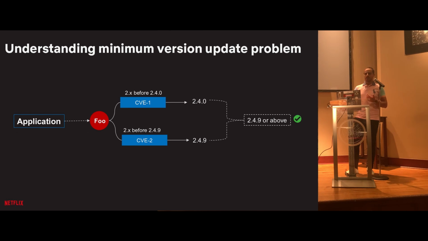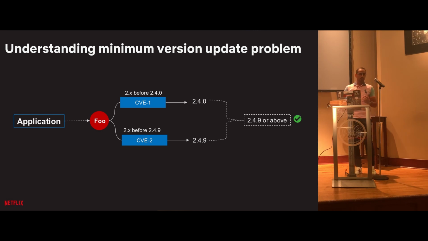So what is the minimum version dependency, minimum version update? Let's say that you have an application. The application is using a package called foo. And this foo has 2 different CVEs. The first one is affecting 2.x to 2.4.0. The second one is affecting 2.x before 2.4.9.